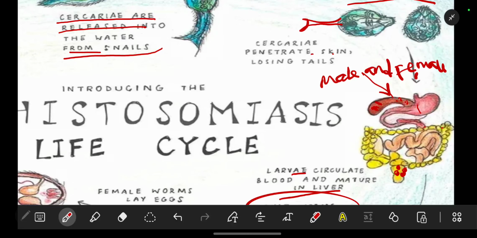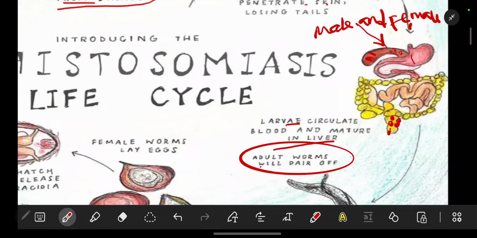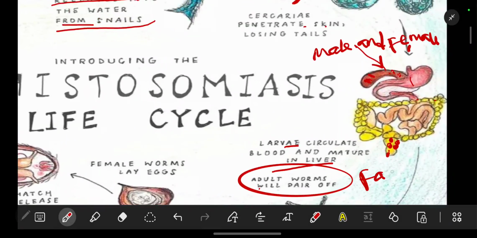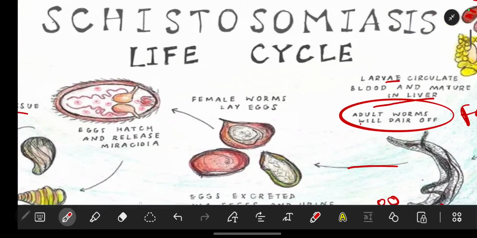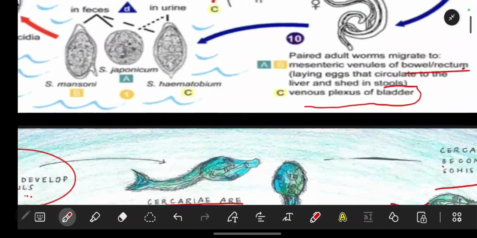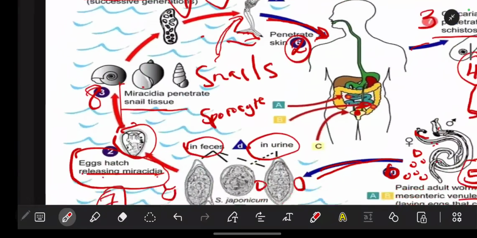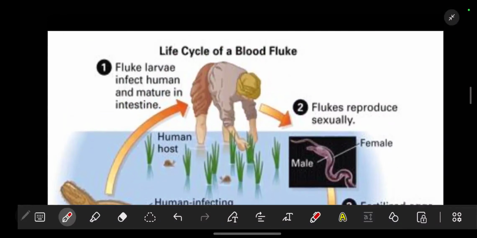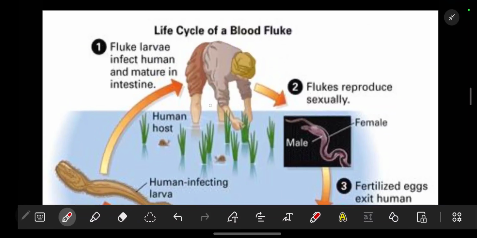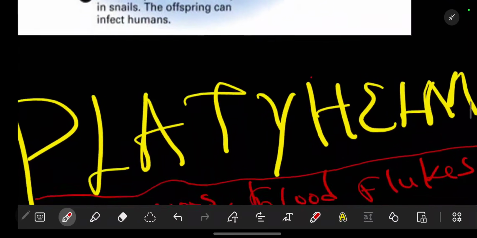After they lay their eggs, the eggs are released from the rectum and the bladder through urine and feces. When they enter the water, those eggs hatch and become what we refer to as miracidia, and the process continues. So you can just use such diagrams to help you. They are found in damp water like this. This is how they are spread.